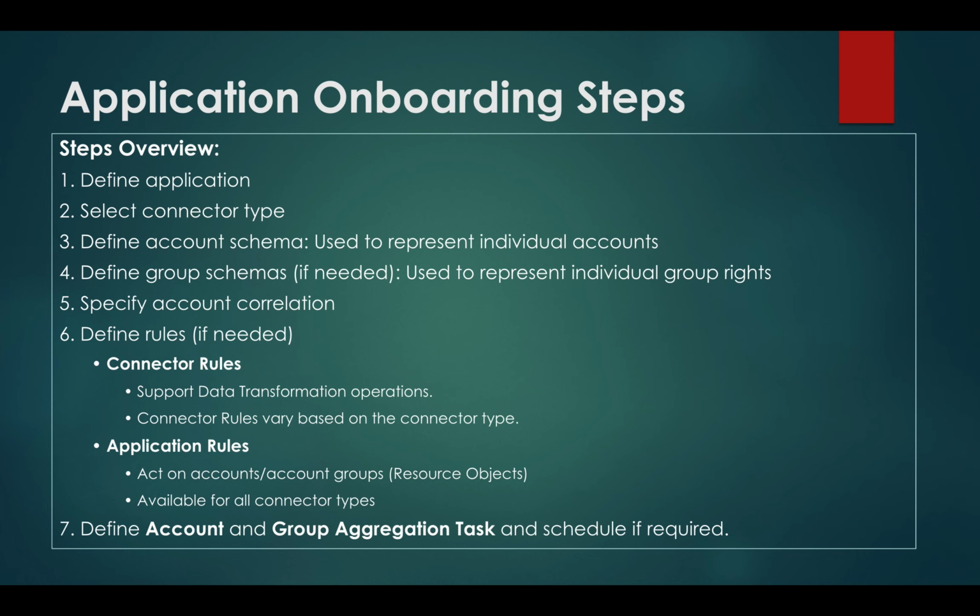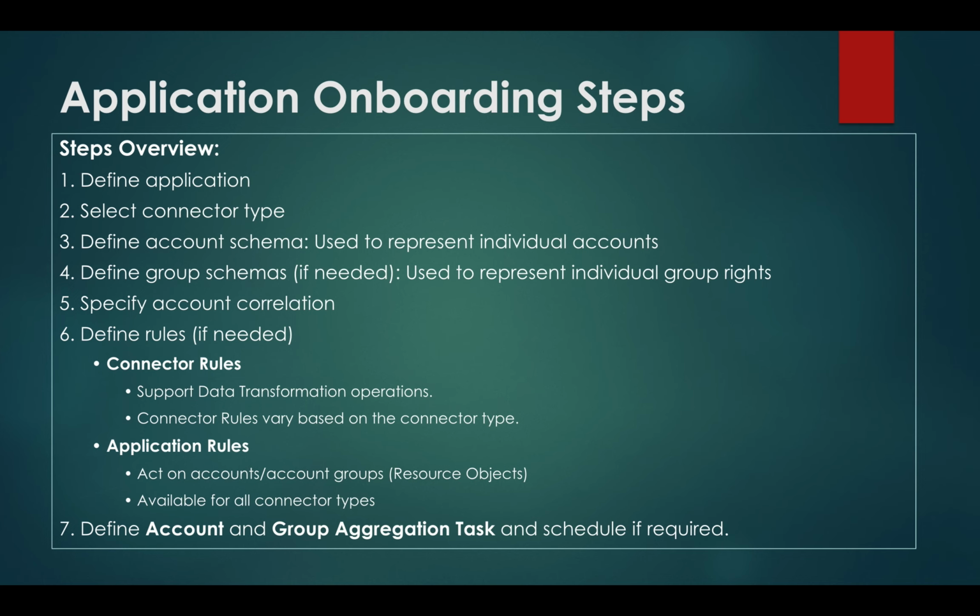Okay, so these are the application onboarding steps. First we define the application, then we define the connector type, then we have to define the account schema that represents the individual account. If that application also contains the group schema or group membership, then we have to define the individual group rights as well. Then we have to define the account correlation configuration. The purpose of account correlation configuration is to integrate any identities created from a non-authoritative application into the identity that is created from the authoritative application onboarding.